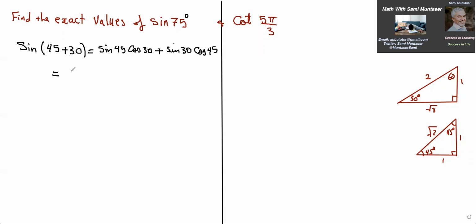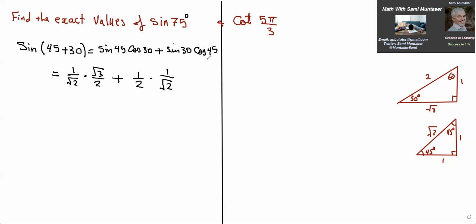Now, once you break it out this way, then you could start looking at the angles here and say sine 45 is going to be 1 over root 2. And cos 30 would be root 3 over 2. So times root 3 over 2 plus sine 30, which is 1/2. And cos 45 is also 1 over root 2, since the sine and the cosine of angle 45 is the same.